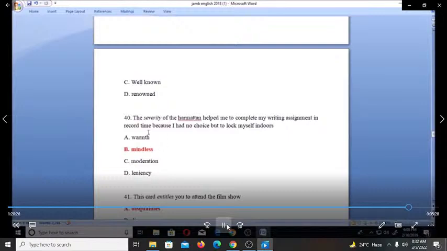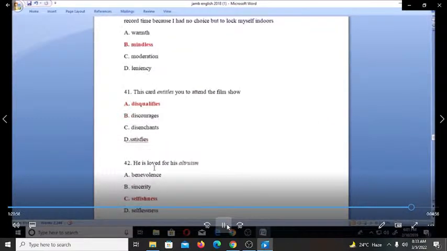I think I need to check the word that is actually utilized. Severity means something that is very severe. So if it is not very severe, then it should be very lenient. But in this context, the severity of the harmattan, the mildness of the harmattan, the warmth of the harmattan, the moderation of the harmattan, the leniency. I think leniency should be closer to that.